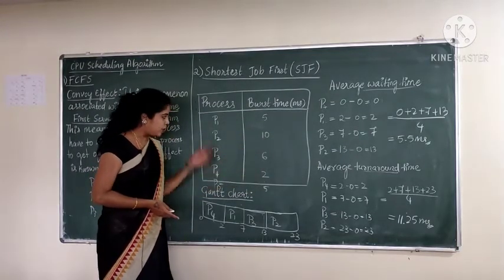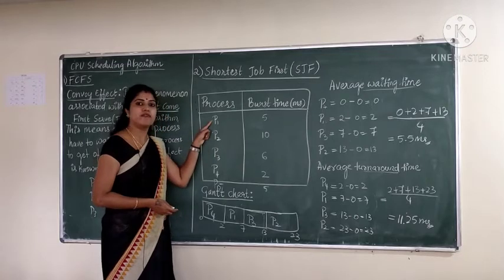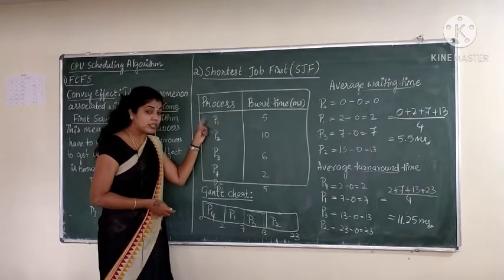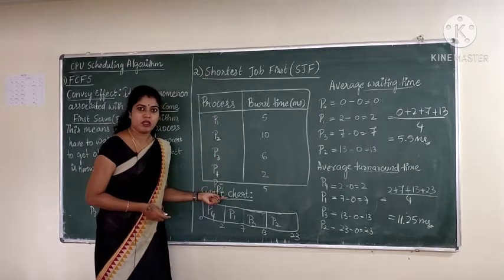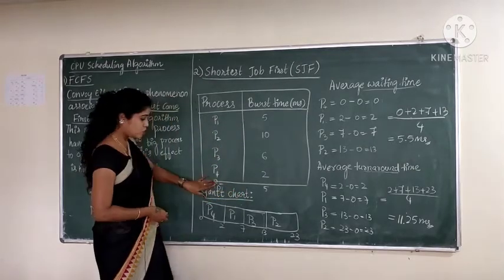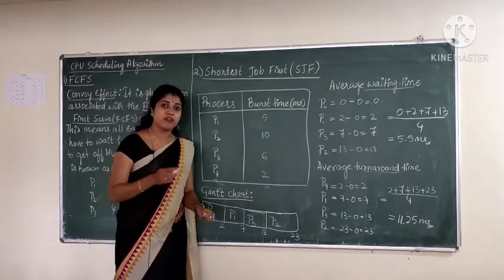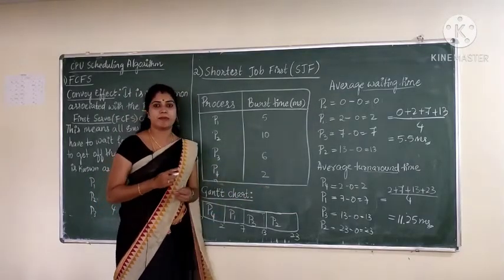So here, after P4, P1 will go, after P1, P5 will go, because P1 has come first when compared to P5. So this is the way where two processes with the same burst time are handled, even in shortest job first, that will be applicable there.